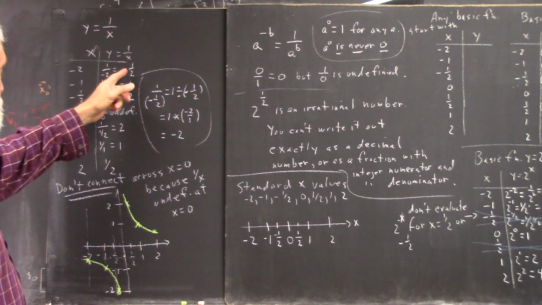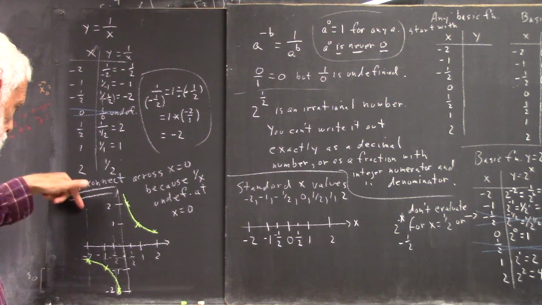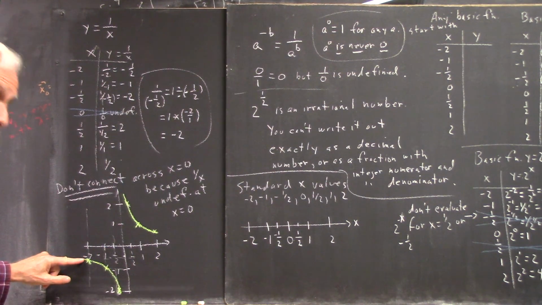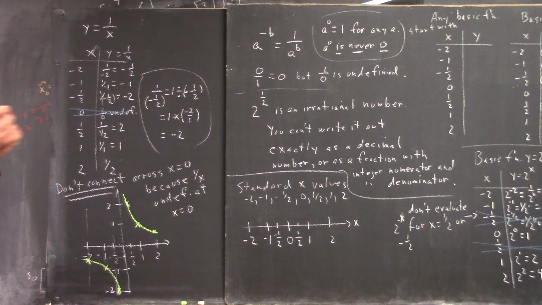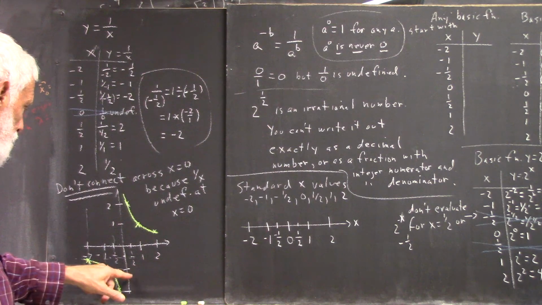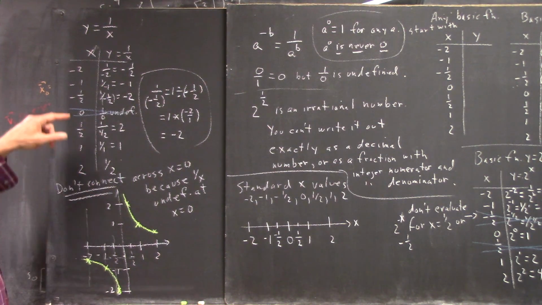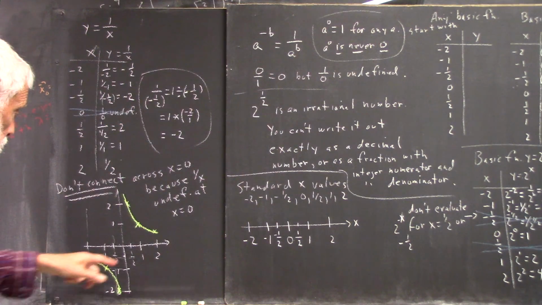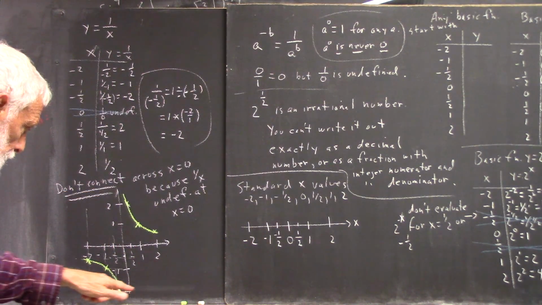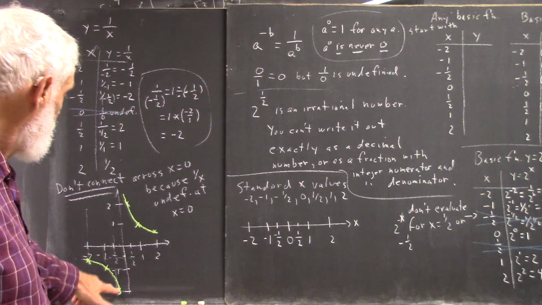Okay, -2, -1/2. Well, there's -2, there's -1/2, so -2, -1/2 gives us a point about here. -1, -1, there's -1, there's -1. Come down, come across, there's our point. -1/2, -2, well, there's -1/2. We come down here, we come across from y equals -2, we get a point here.